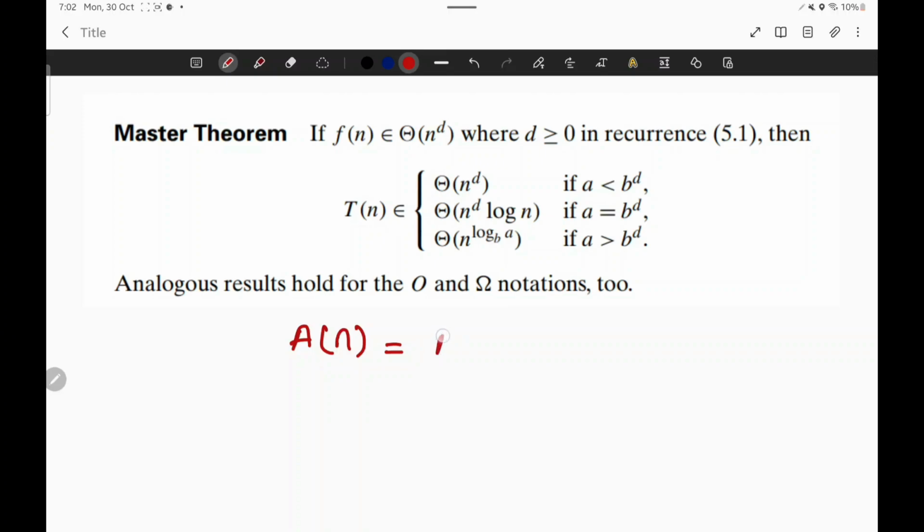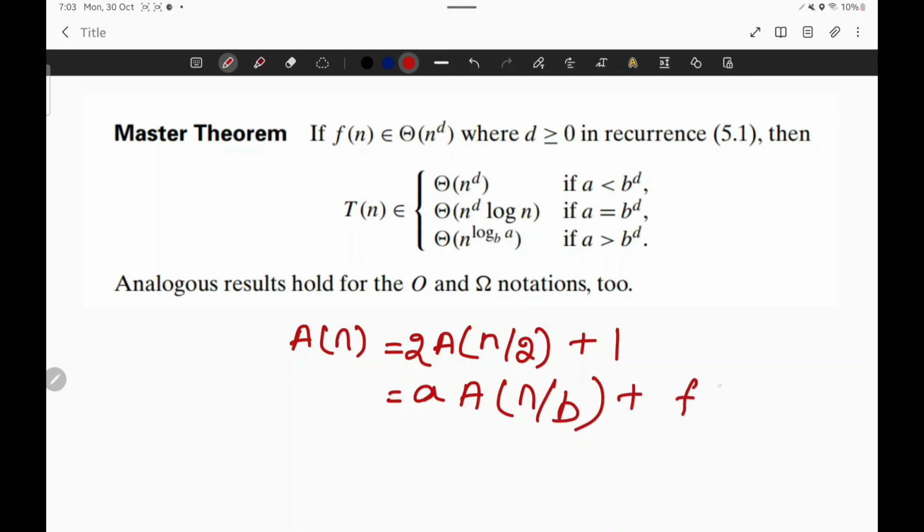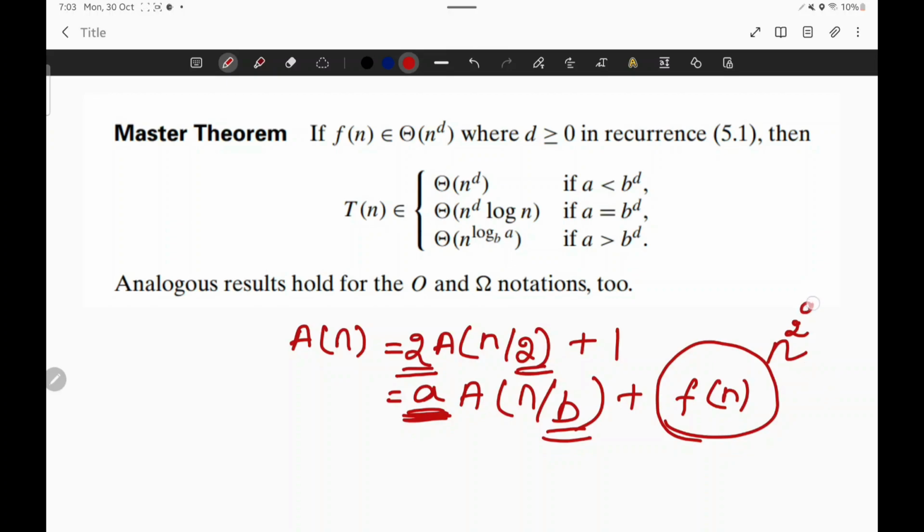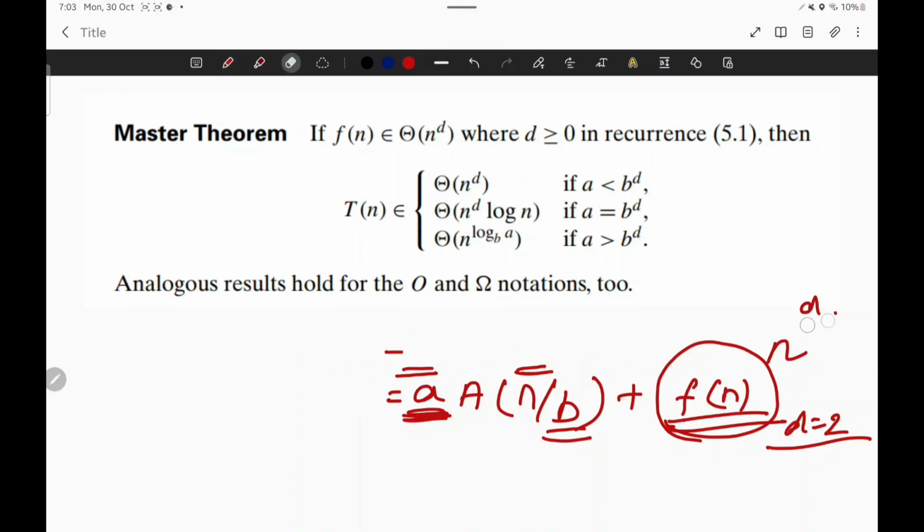Here we can consider one example: T of n is equal to a T of n by b plus f of n, for instance T of n equals 2 T of n by 2 plus 1. The recurrence relation should be in this format: a, capital T, n by b, plus f of n, which can be any function, n square, n to the power 4, likewise. Definitely for the master theorem the recurrence relation should be in this format. So a can be assumed as 2, b can be assumed as 2, and f of n is nothing but any function, n squared or n to the power 4 or something else. That particular power is considered as the d value. So f of n is any polynomial expression given in the recurrence relation, so that we can receive the values of a, b and d.